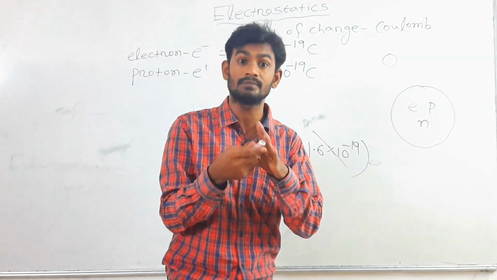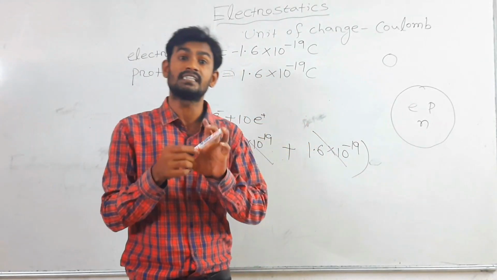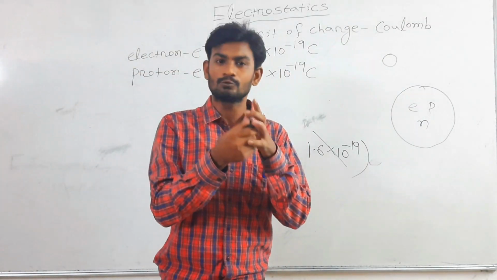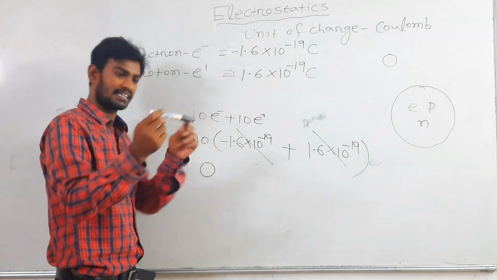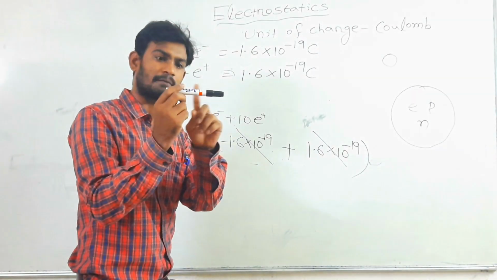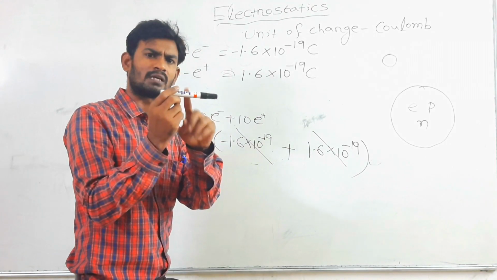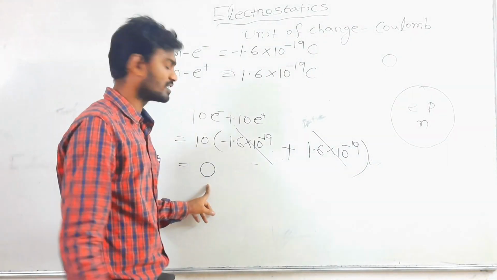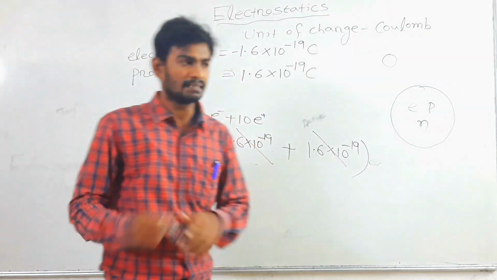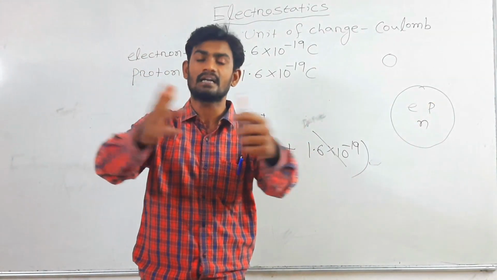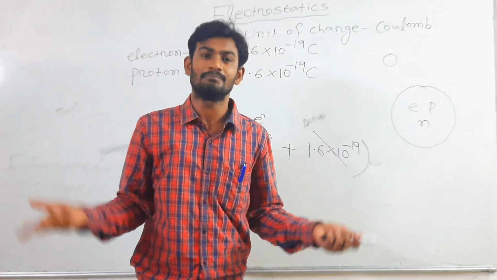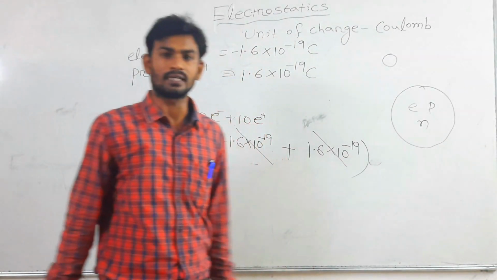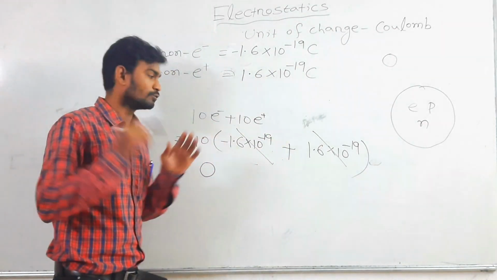So what is a neutral object? The objects which have an equal number of electrons and protons are called neutral objects. Here 10 electrons and 10 protons are present, so the total charge becomes 0. Similarly, all objects around us are neutral because every object has an equal number of electrons and protons. So all objects are neutral.